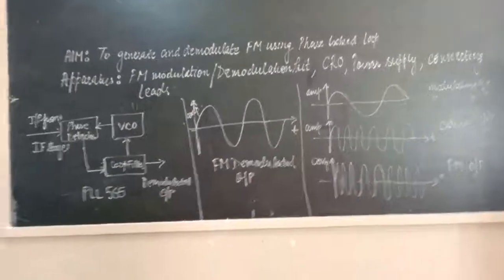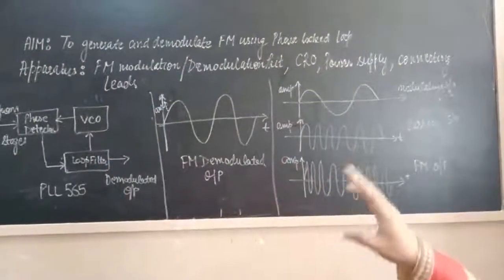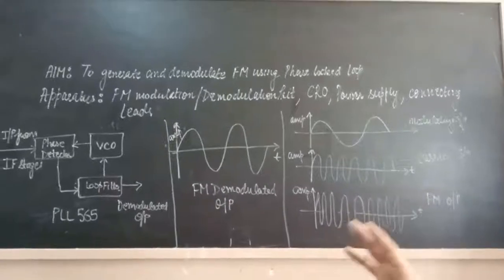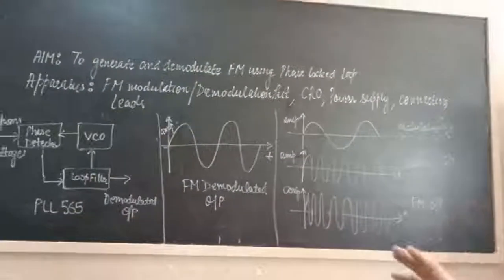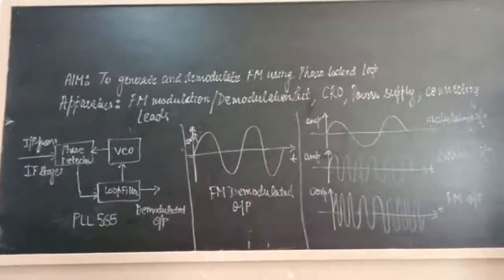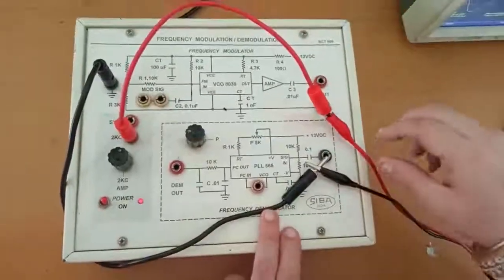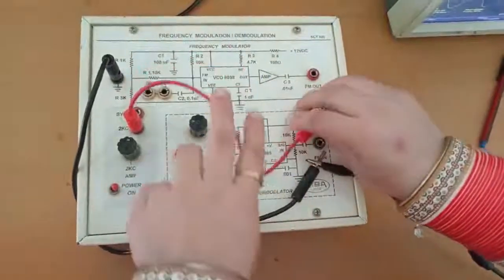So this was the basics of how we can use the phase lock loop for generation and detection of FM. Now we will do this experiment on the kit.